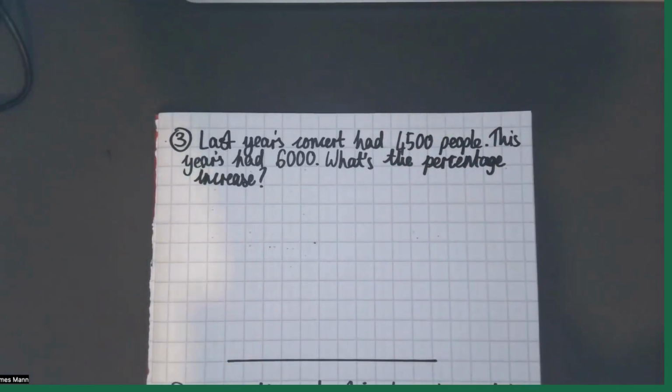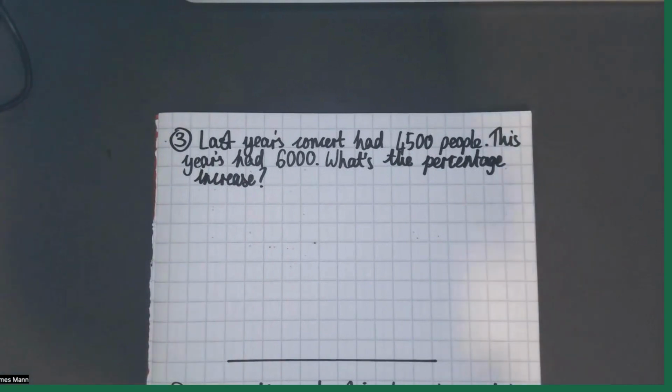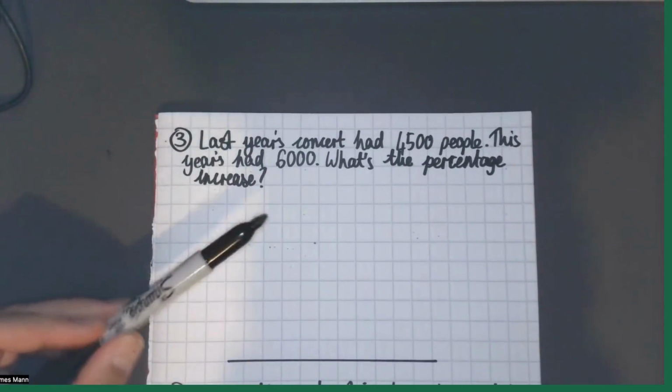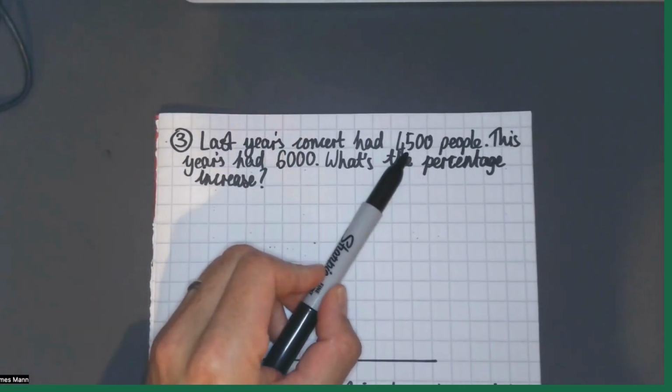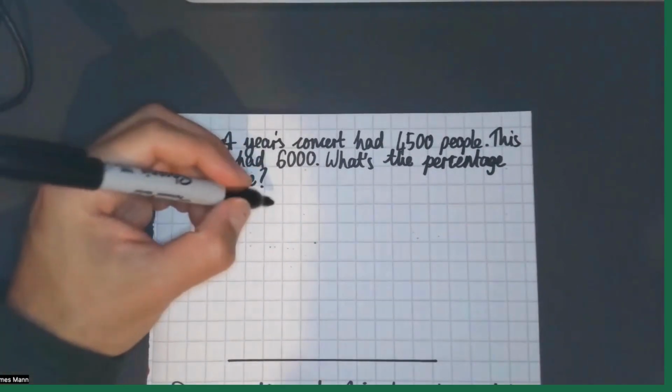The third type of question we might be asked is one like this, which is asking for what the percentage increase is. Our method to do this is to find the difference between the numbers, divide that number by the original, and then multiply it by 100. So it will look something like this.